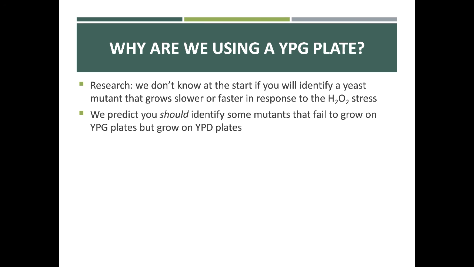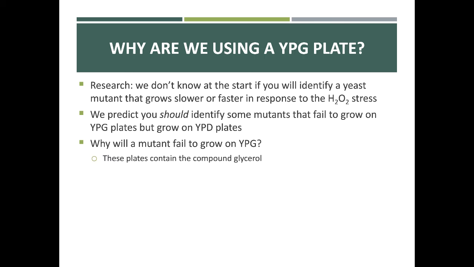So we predict you should find something on the hydrogen peroxide plates. But if that doesn't work, we know you'll find something that doesn't grow on the YPG plates. So if you don't see something growing on the YPG plates, why is it not growing on YPG? And I should back up here a moment as we think about this.